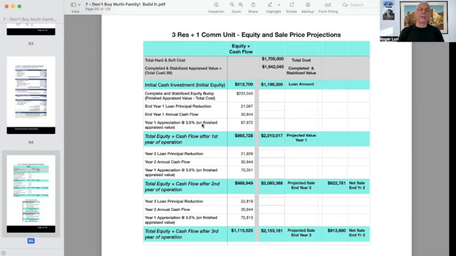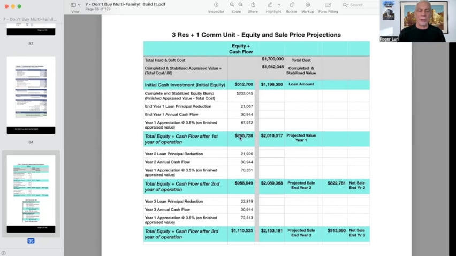Now, appreciation, I put this in at only 3.5% per year for these first few years that we're going to own it. That's a pretty low number. Appreciation has been much higher in recent years, but I wanted to make these numbers very conservative. So that's 67,000 in appreciation, which is 3.5% of this $1.9 million up here.